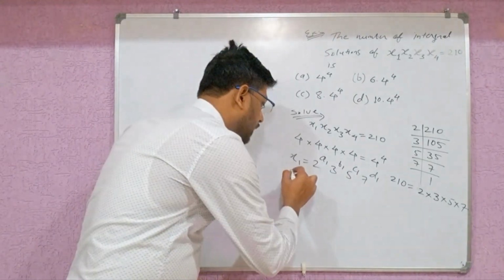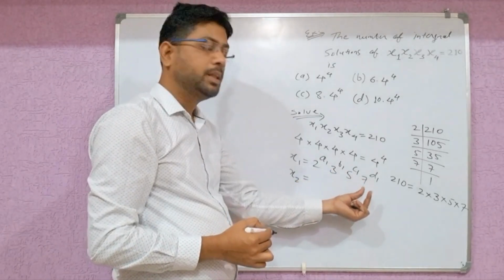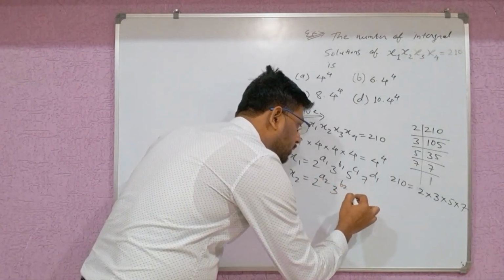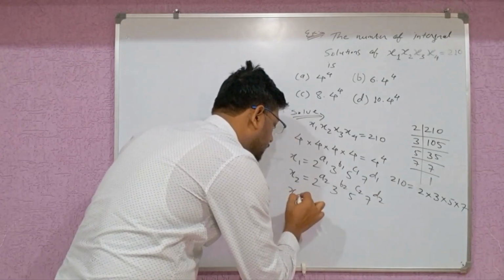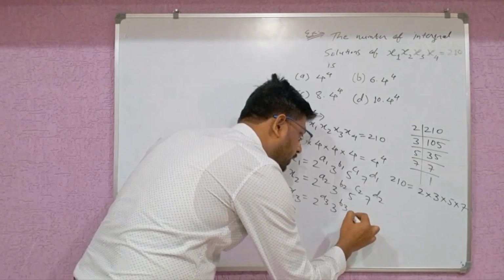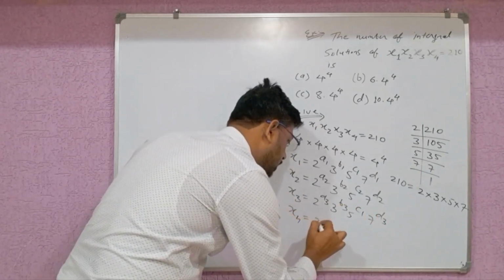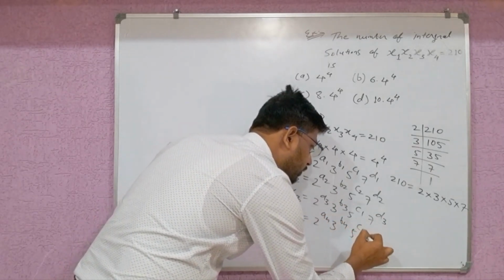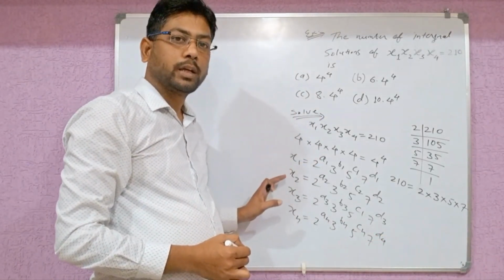In the same way x2, here also factors of 2, 3, 5 and 7 can be there. So I am taking this as 2 raised to power a2, 3 raised to power b2, 5 raised to power c2 and 7 raised to power d2. x3, I am taking as 2 raised to power a3, 3 raised to power b3, 5 raised to power c3, 7 raised to power d3. And x4 I am taking as 2 raised to power a4, 3 raised to power b4, 5 raised to power c4 and 7 raised to power d4. Okay, so I have taken these x1, x2, x3 and x4.